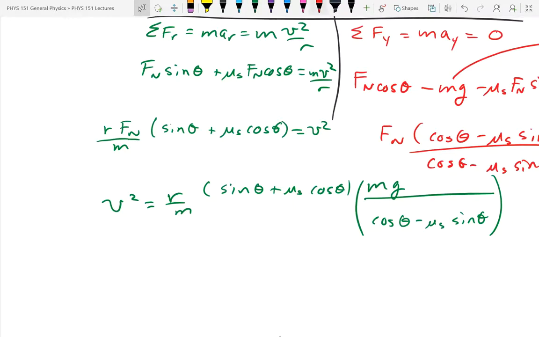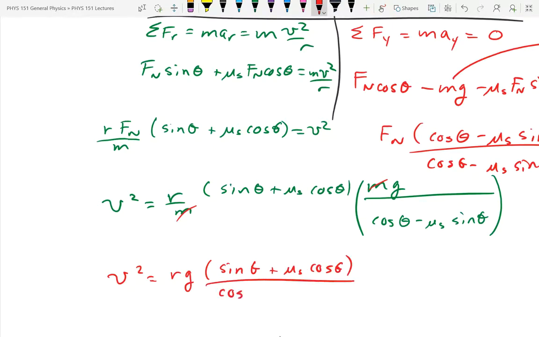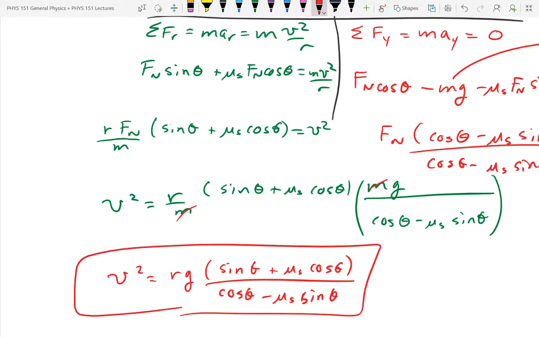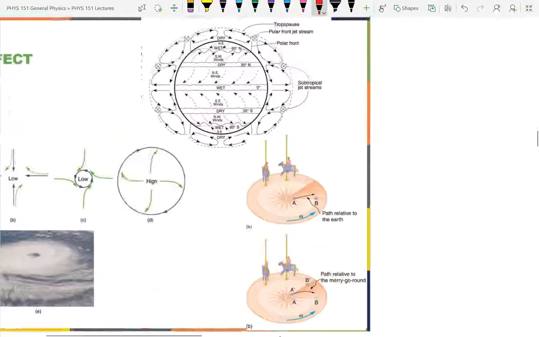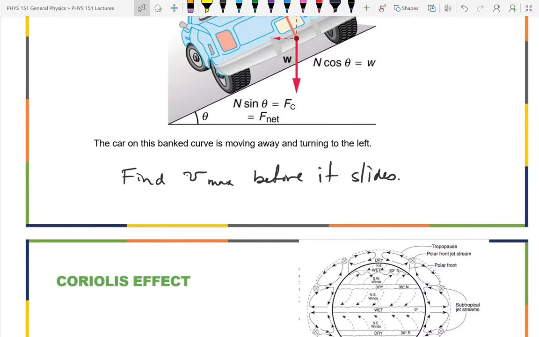And my masses will cancel. And I'm left with v squared is equal to rg times sine theta plus mu s cosine theta over cosine theta minus mu s sine theta. Now that was some more complicated math than we've been doing. I had to solve the two equations, but I found an equation for the speed as a function of angle. That's the maximum speed I can go for different angles and for the coefficient of static friction. Assuming, of course, I made no mistakes. So there we have it.